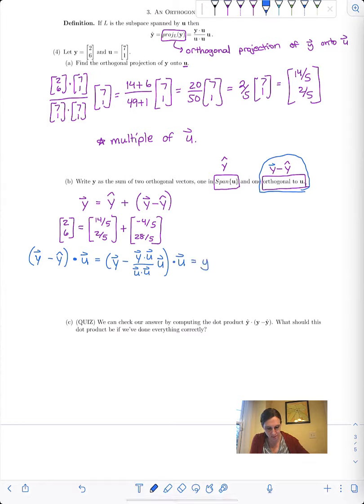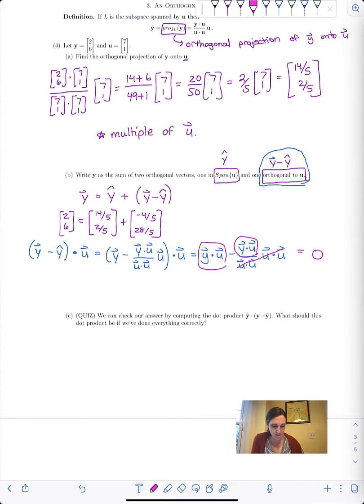Well, again, we can use the distributive property of dot products. And here, notice that we had this guy dotted with u, so we did this dot with u. But now we have a u dot u and a u dot u. They cancel out, and what we're left with is y dot u minus y dot u, which equals 0. And so that tells us that those two are orthogonal.